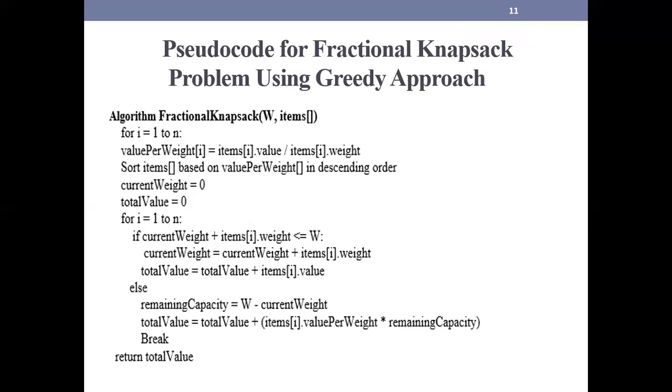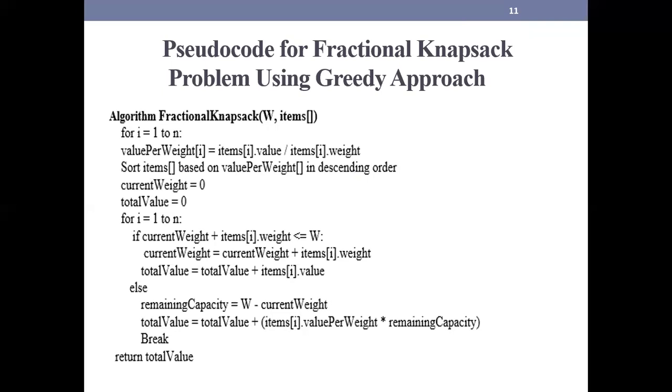Now we will see the pseudo code for the fractional knapsack problem using the greedy approach. Algorithm name is fractional knapsack. The input is knapsack capacity W and the set of items. Each item has value and weight. There are 2 inputs. Then we are taking all the items from 1 to n. For each item, the value to weight ratio is calculated. That is stored in another array, value per weight.